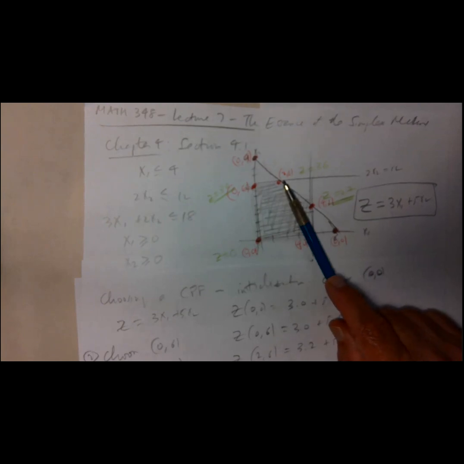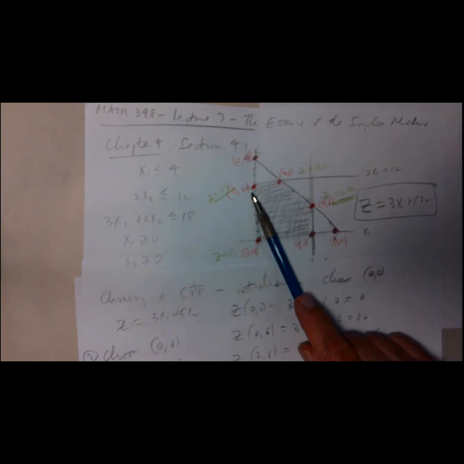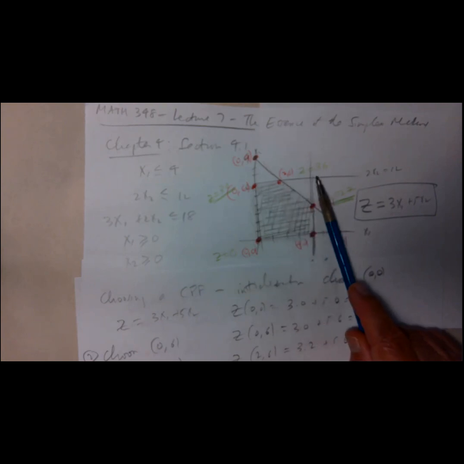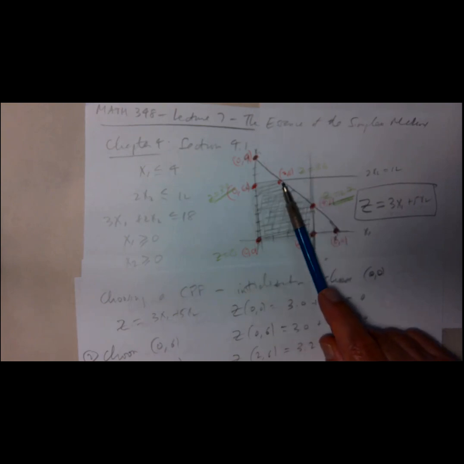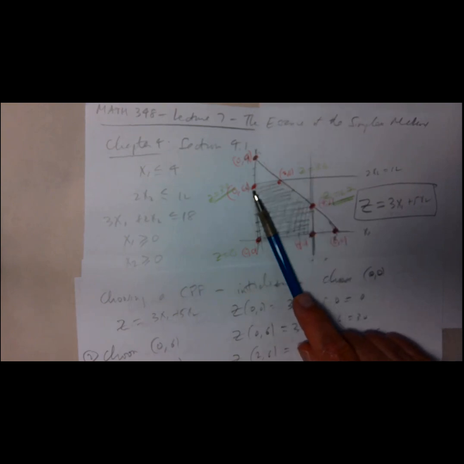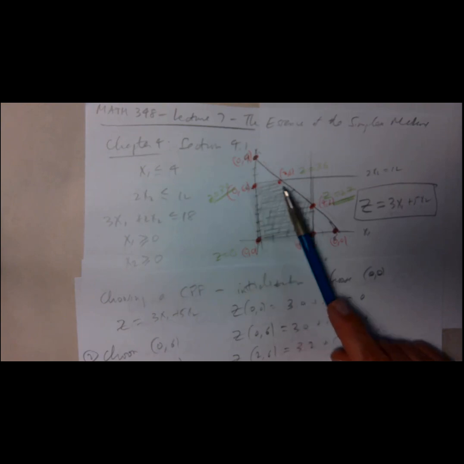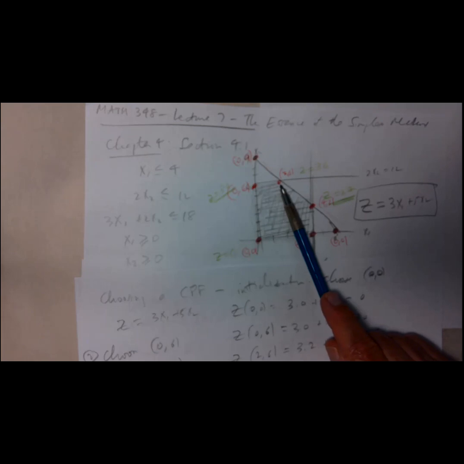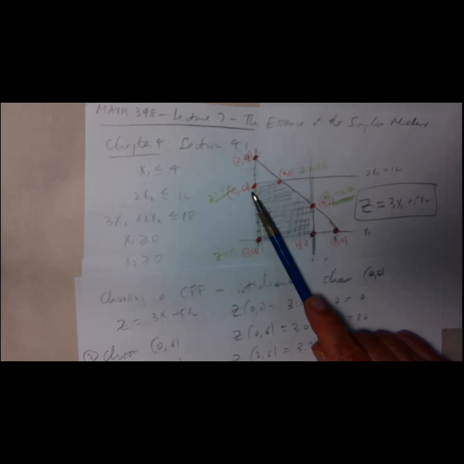So what do we see? At the point (2, 6), that's a CPF, a corner point feasible solution. There are two adjacent corner points. At (2, 6), the objective function has the value z = 36. At the two adjacent points, z is smaller: here it's 30, and here it's 27. So at this point, the value of z is bigger than at the two adjacent points. So at that point, we stop.